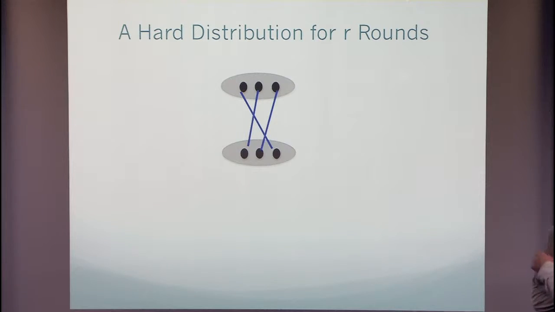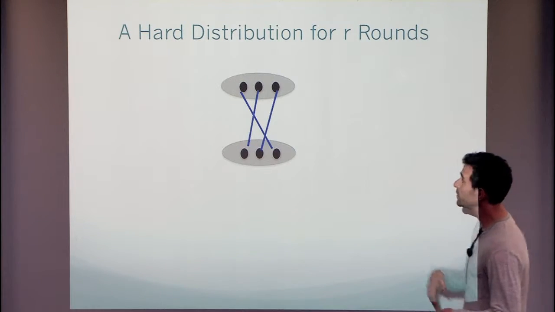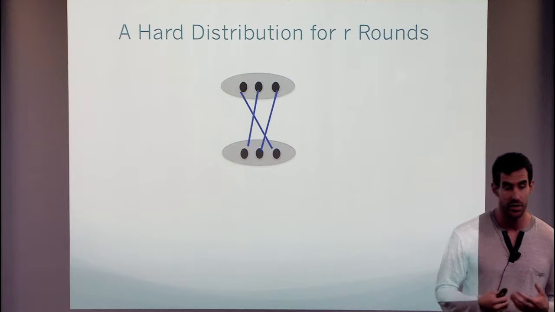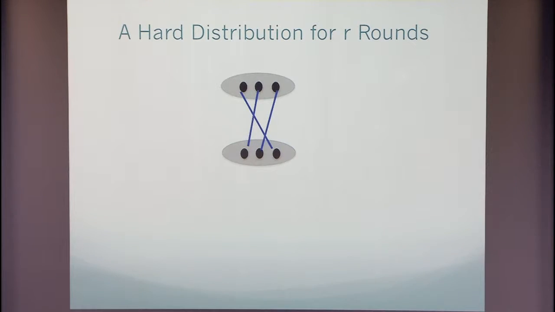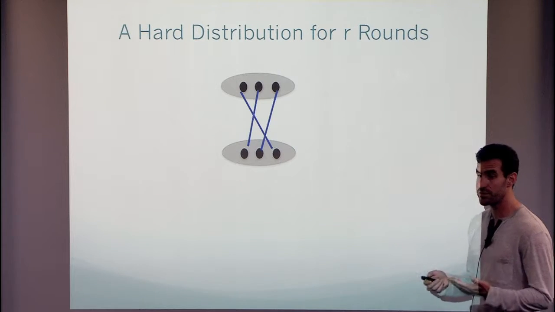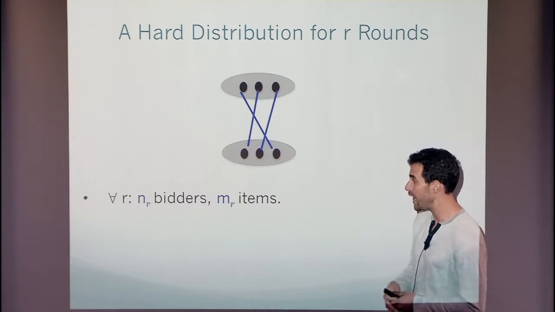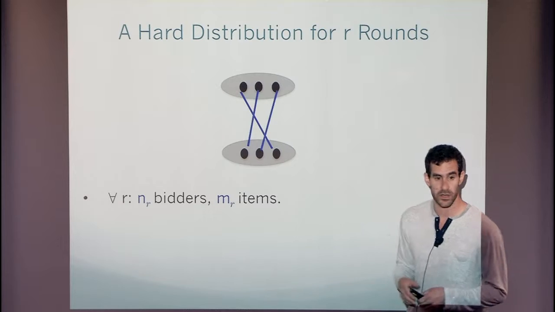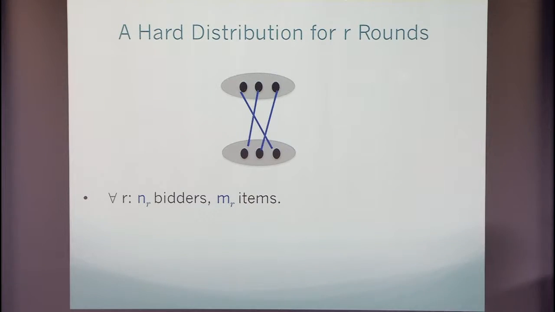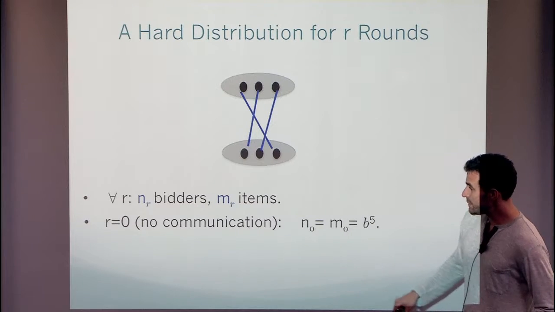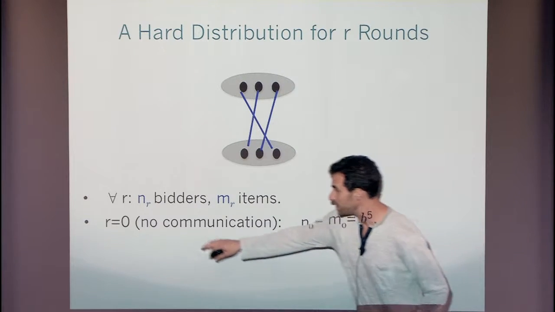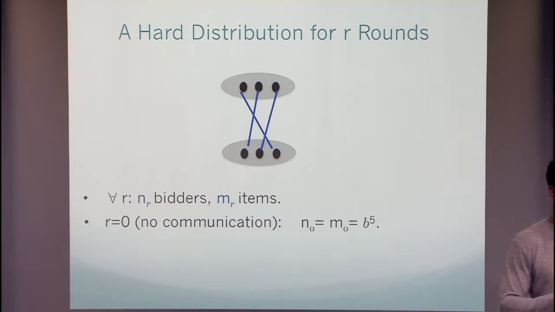So, in order to describe the proof, the way we're aiming for a lower bound for randomized protocols, the first thing we need to do is define a hard distribution. The way in which we do this is we design a family of hard distributions for any fixed number of rounds. And we do this recursively. In all of our definitions, all our families will have N_R bidders and M_R items, where M_R and N_R are, again, polynomially related.